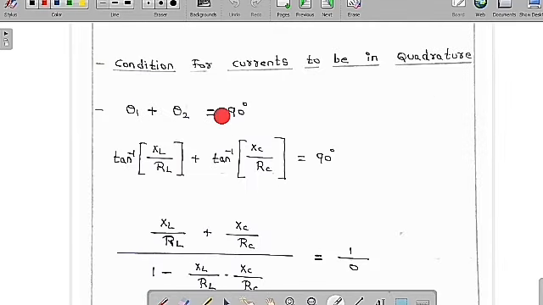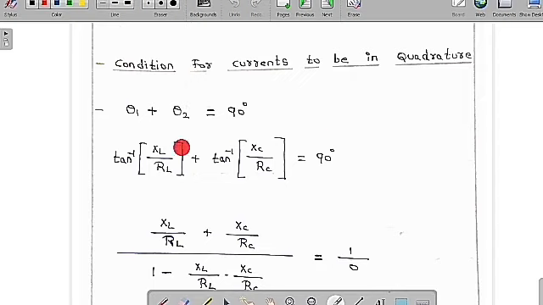So now we will discuss another concept in the same problem. What are the conditions for the currents to be in quadrature? Means what is the condition for currents to be in quadrature, which means the angle between them is 90 degrees. So the angle between the current I1 and current I2, which is theta 1 plus theta 2, is equal to 90 degrees. So what is that condition?